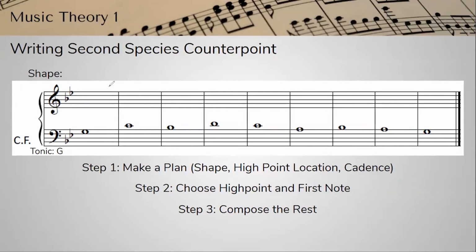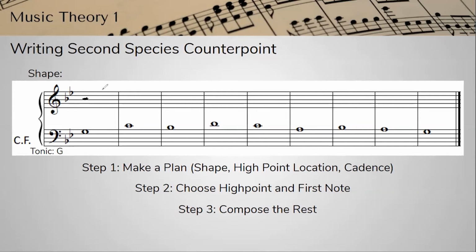Okay, so a second species counterpoint always starts with a half rest. So let's go ahead and just write that in there, even though we're not going to start there. But let's go ahead and just write in that half rest to remind ourselves. Okay. Now we want to plan the shape, the high point location, and the cadence.